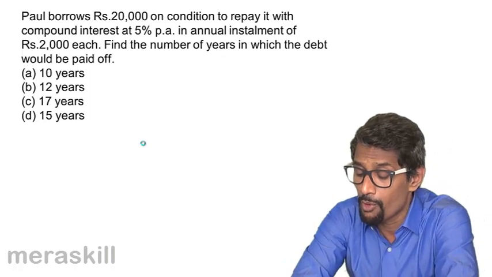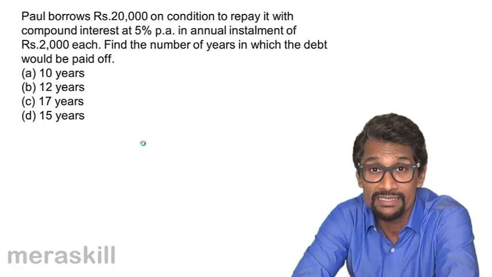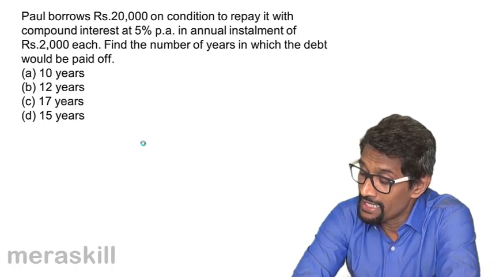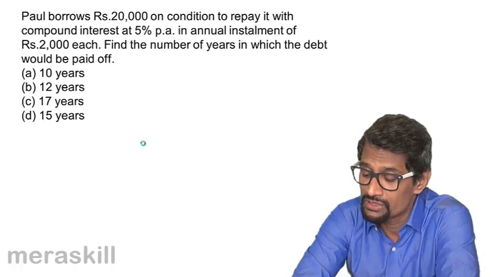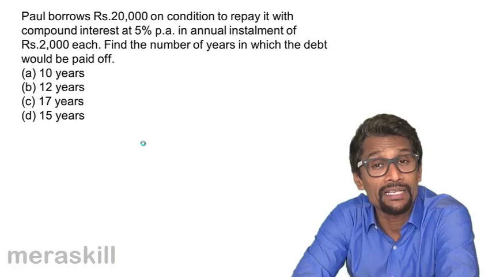So here you have Paul borrows rupees 20,000 on condition to repay it with compound interest at 5% per annum in annual installment of rupees 2,000 each. Find the number of years in which the debt would be paid off. So you need to find out n.